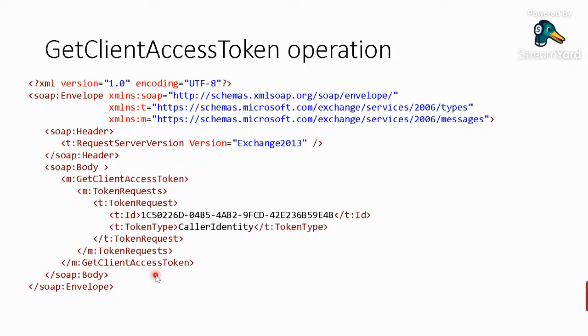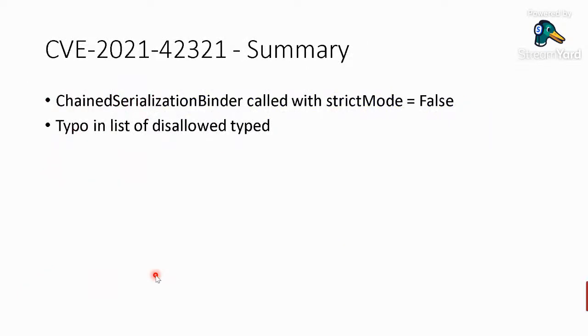So, as I mentioned in the beginning, it's a two-step process. You set the malicious data, and then you trigger the deserialization. So to summarize, we called this custom serialization binder with strict mode set to false, which was the big issue here, and which only checks disallowed types. And this list of disallowed types, as you'll usually see, has some kind of flaw in it. In this case, there was a typo in one of the types.